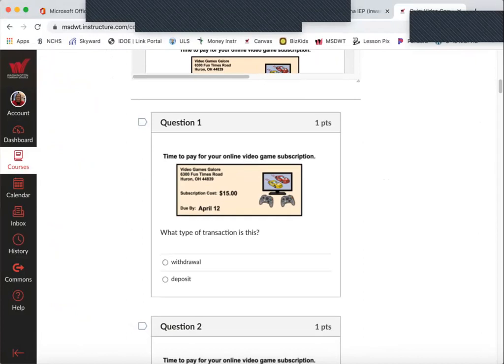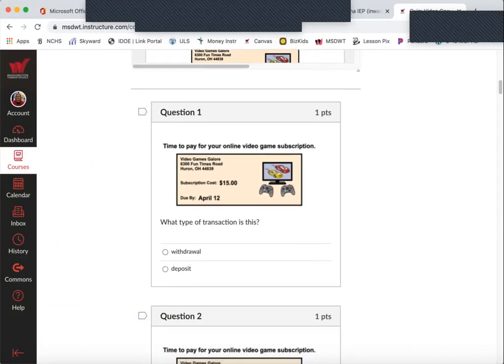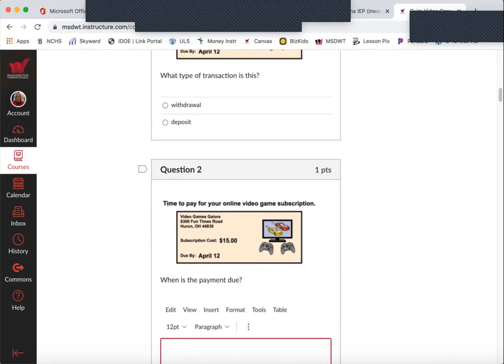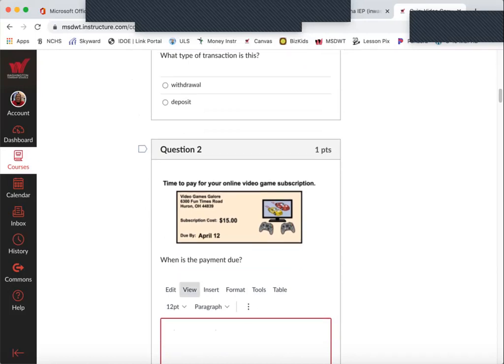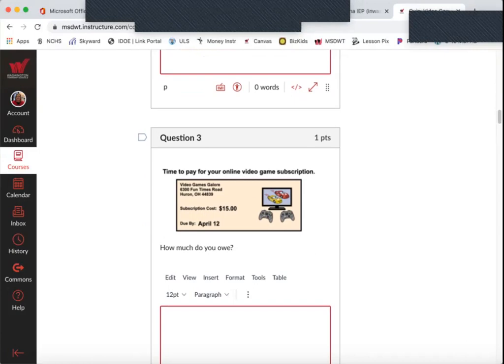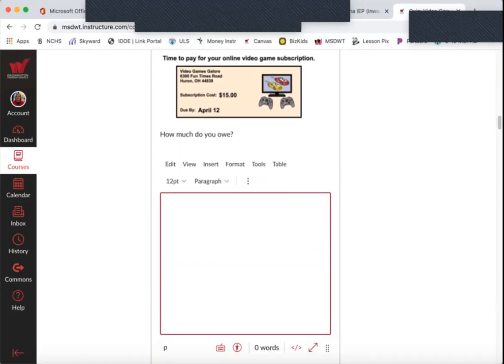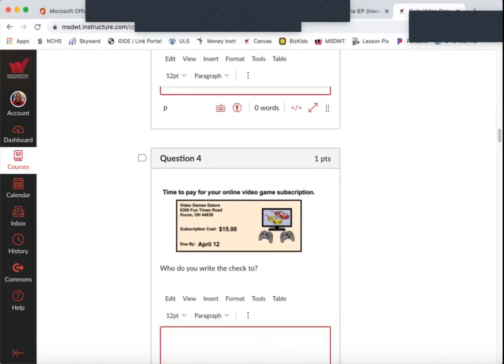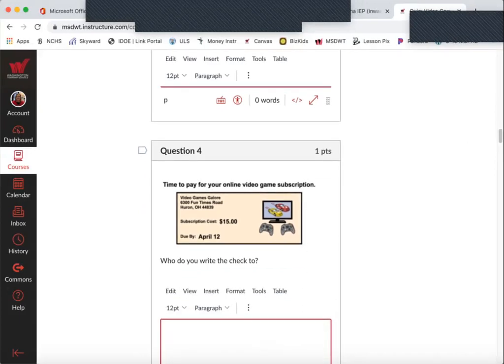What type of transaction is this? Withdrawal or a deposit? You're paying out. So what does that mean? When is this payment due? Look for the due date and type that in the box. How much do you owe? And type that in the box. Who do you write a check to? So what is the company you're sending this to?